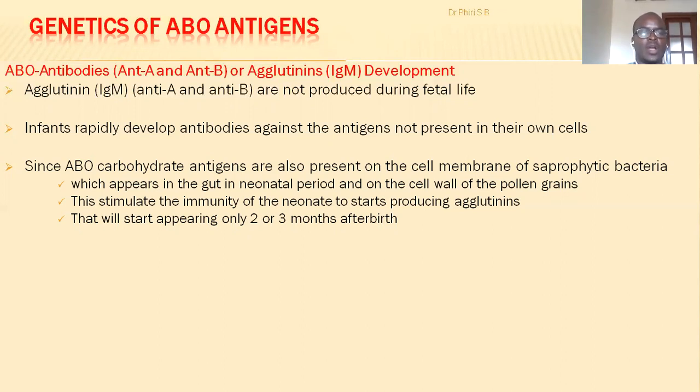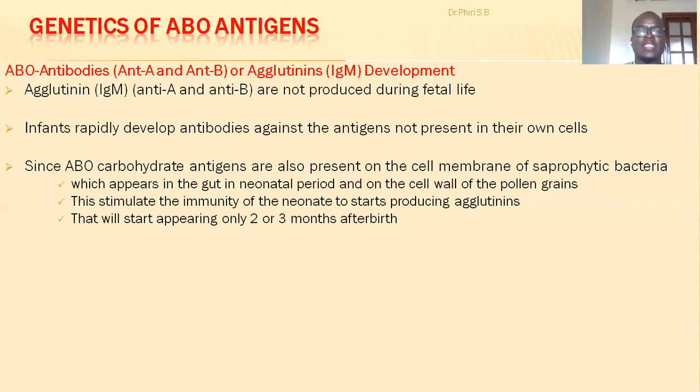Since ABO carbohydrate antigens are also present on the cell membrane of saprophytic bacteria, which appear in the gut in the neonatal period, and on the cell wall of the pollen grains. After a baby is born, they'll start gaining these bacteria. Bacteria will start getting into the baby via the GIT, the gastrointestinal system, via the mouth, and also via the nose. You have introduction of these bacteria and pollen, and on their plasma membrane, they have ABO antigens.